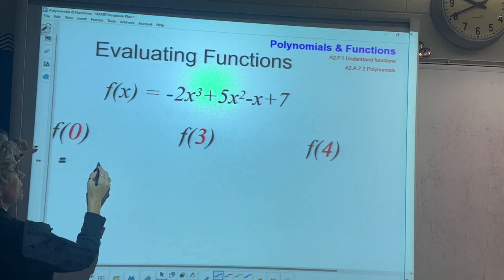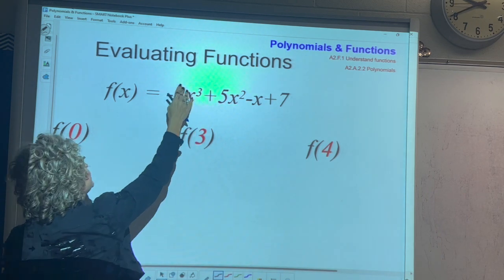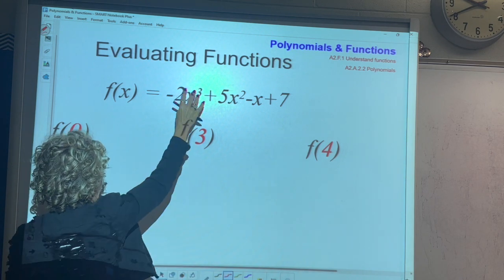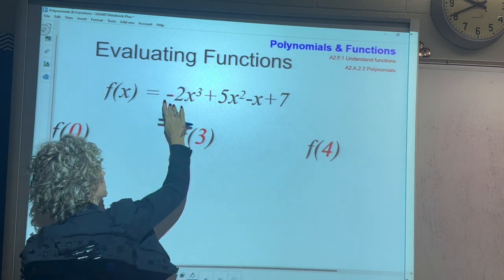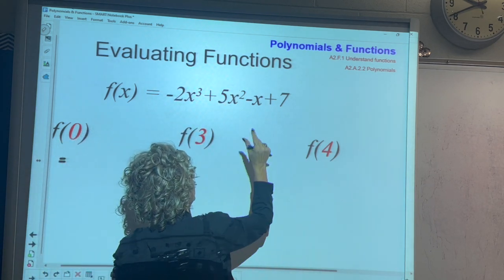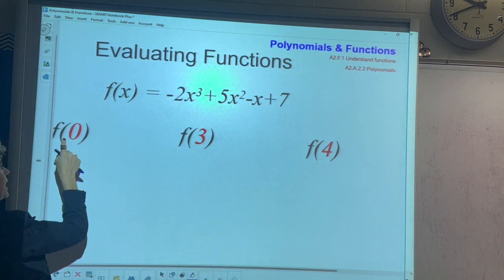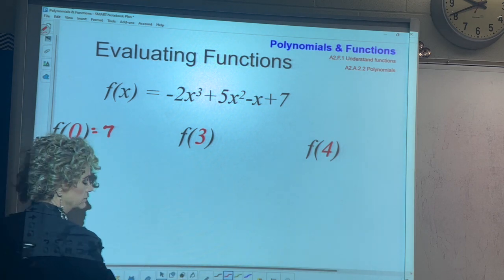F of 0 equals. Now, x is supposed to be 0. 0 cubed, or 0 to any exponent, is 0. A negative, and anything times 0 is 0. So a negative 2 times 0 is 0. So I get 0 here, 0 here, 0 here, and then I have a positive 7. So I'm telling you right now, when I plug in a 0, I will get out a 7, okay?